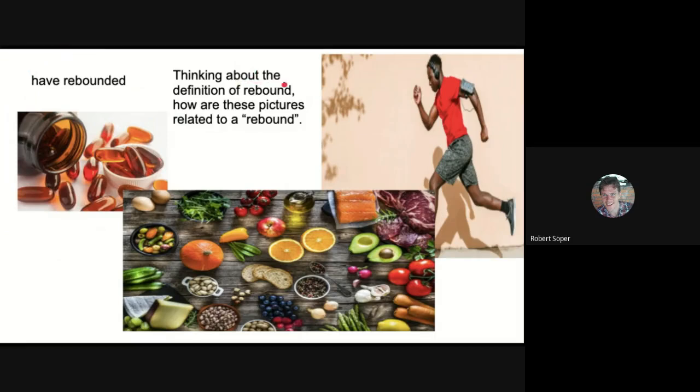So, having thought about the definition of rebound, how are these pictures related to rebound? Think about that. How are these pictures related to a rebound?